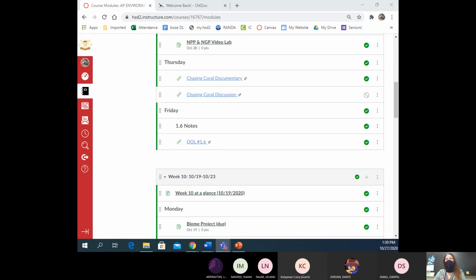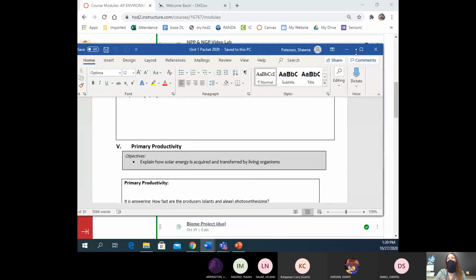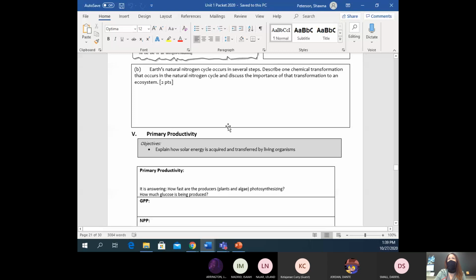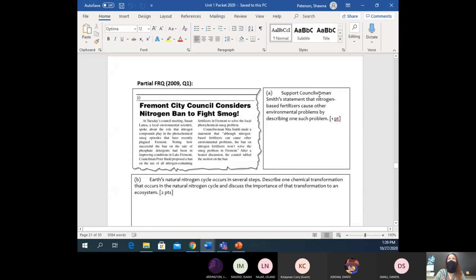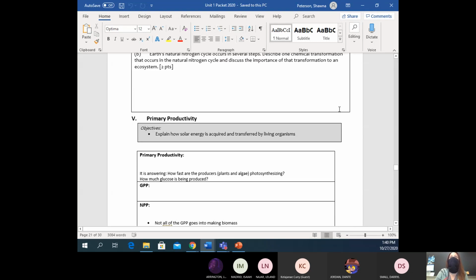Any questions on the nitrogen stuff or any of the stuff from last week before we get moving? No? All right. So this is the spot you should be in your packets. There is a partial FRQ for nitrogen that you'll end up doing. It's only a tiny part of it, so it's not too bad.